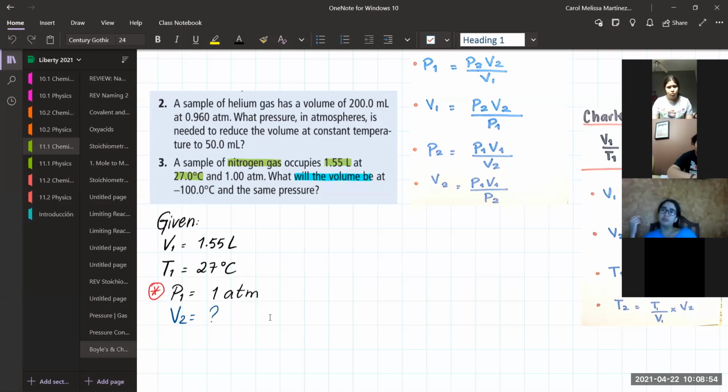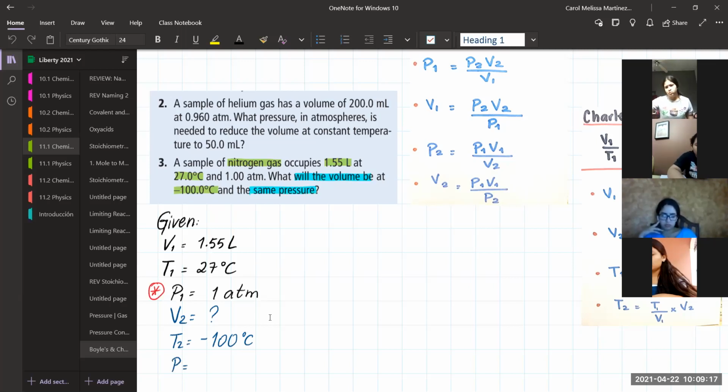To do that, they are giving me a temperature. This temperature is going to be my second temperature, negative 100 Celsius. And it says the same pressure, which means that pressure 2 is 1 atm.